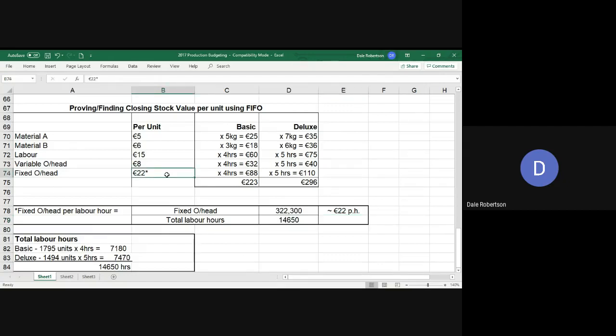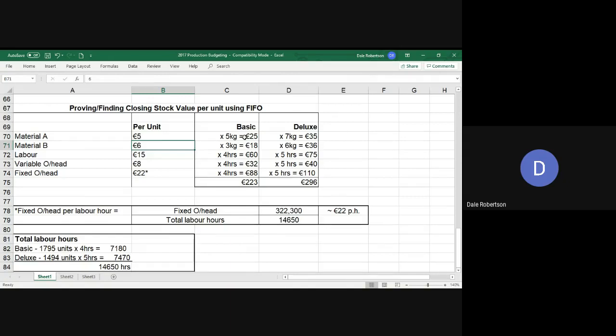This you transfer up to here, and now you have a full set of per unit values for materials, labor, variable overheads, and now indeed fixed overhead. Now we just have to look at the basic and the deluxe separately. So with a basic, we know it costs €5 per kilo of material A, and a basic requires 5 kilos. So it's 5 by 5 is 25.